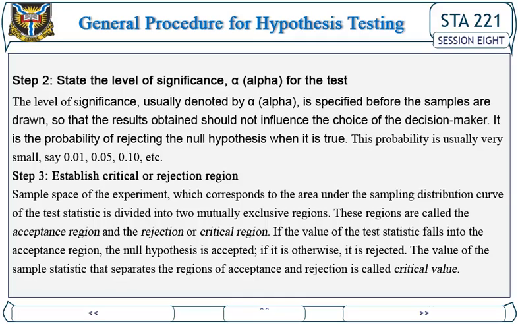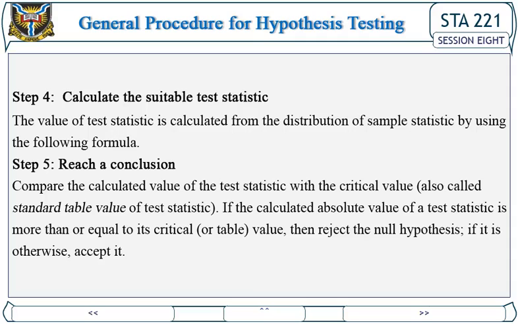Step 3. Establish critical or rejection region. Sample space of the experiment, which corresponds to the area under the sampling distribution curve of the test statistic, is divided into two mutually exclusive regions. These regions are called the acceptance region and the rejection or critical region. If the value of the test statistic falls into the acceptance region, the null hypothesis is accepted. If it is otherwise, it is rejected. The value of the sample statistic that separates the regions of acceptance and rejection is called critical value.